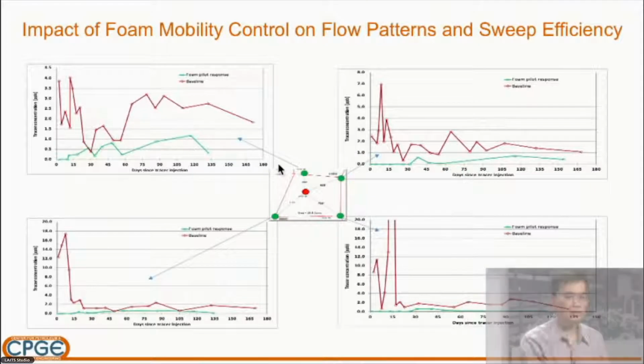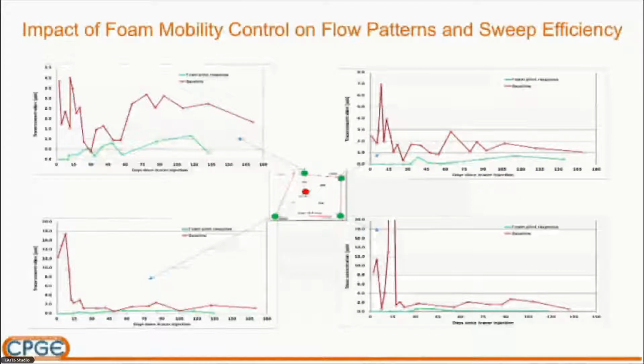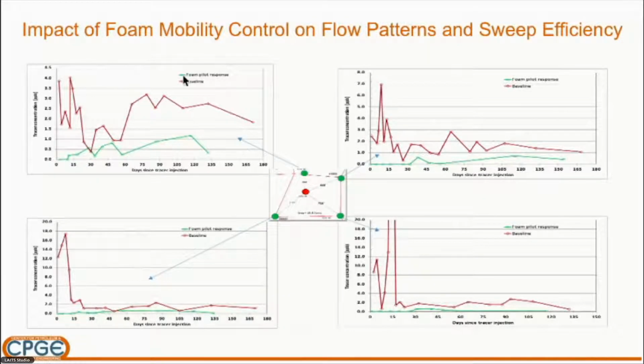And so, before the foam treatment, we did a tracer test to characterize the problem of CO2 mobility control, or in other words, to identify preferential flow paths. And you can see from the red profiles of the tracer collected from the four green producers right here, a significant early tracer breakthrough. And after the foam treatment, indicated by the green profile, you can see that there's a significant delay of the tracer.